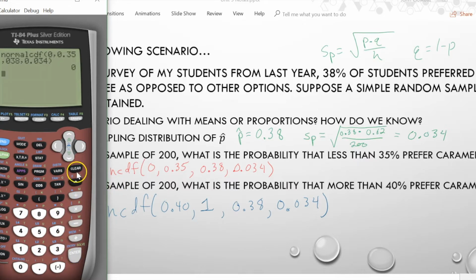Oh, what did I type wrong? Let's go and get rid of that. Okay, so lower bound, 0. Upper bound, 0.35. Mean, 0.38. And 0.034. There we go. So that probability, again, at least throw me 3 decimal points. If it were a multiple choice question, a bit easier to pick out. But again, there we go for that one, right?